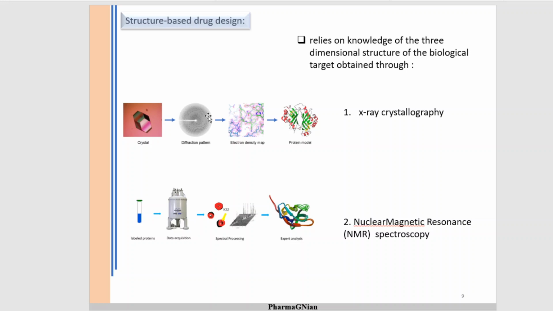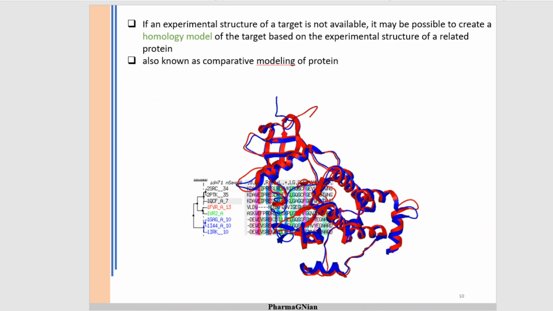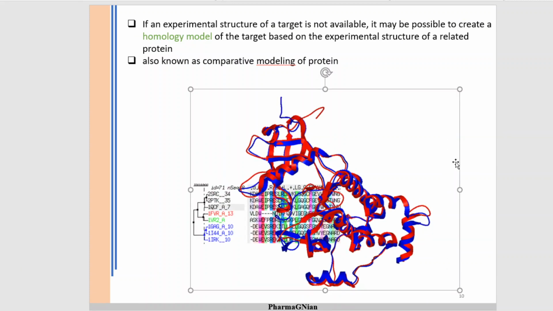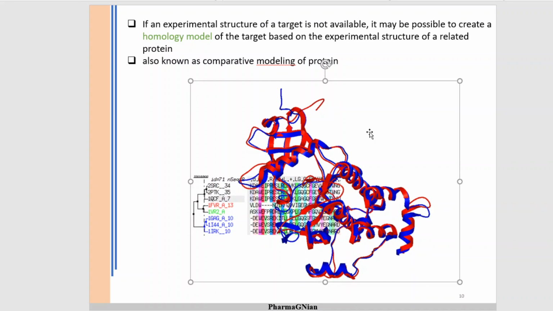And we get the structure from techniques called X-ray crystallography and the NMR technique. Suppose we don't have the structure, we can develop it from the technique called homology modeling. We will see in detail what homology modeling is, how the structures are developed, and there are softwares to develop this model.